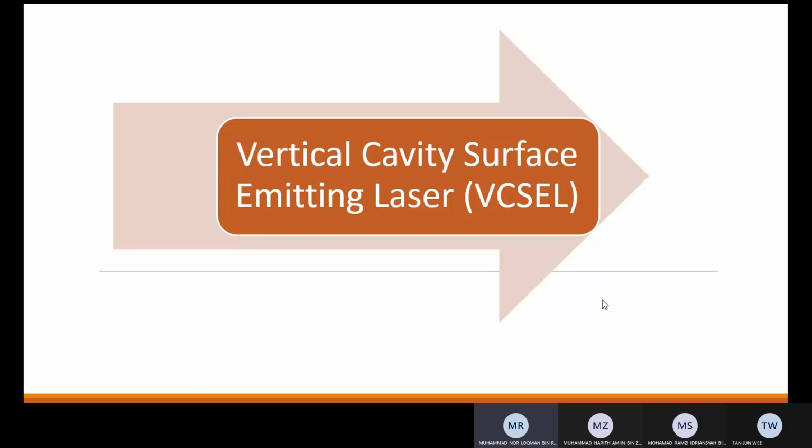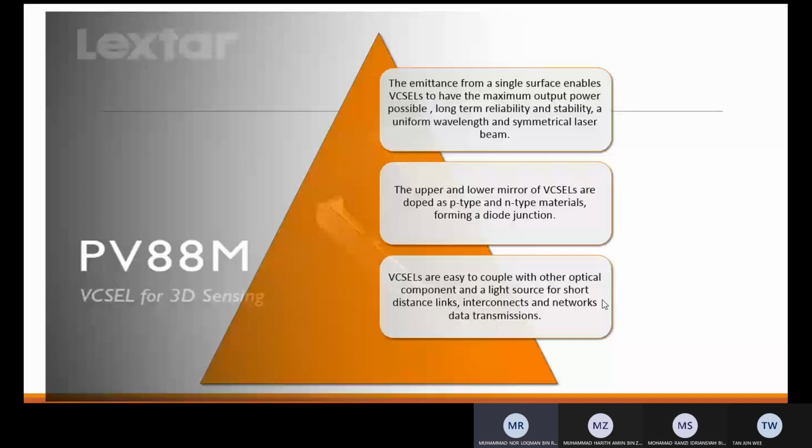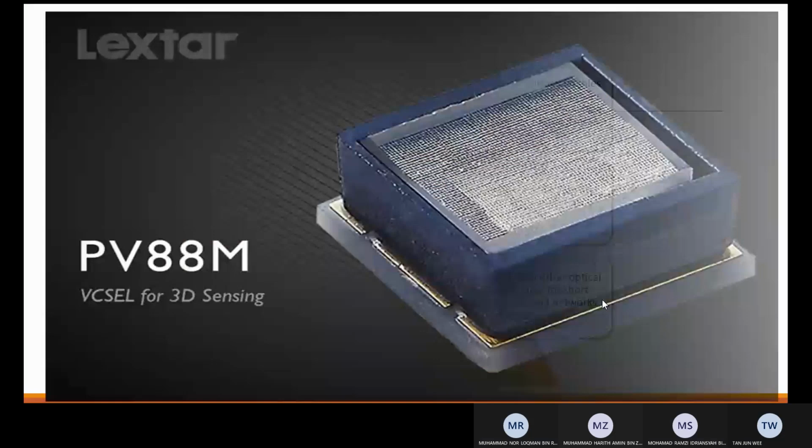So, starting with the abstract. The vertical cavity surface emitting laser is used to prevent the loss of transmission in optical fiber and is also used in various optical communication applications such as 3D sensing, LiDAR, automated driving and manufacturing, high-speed data communication, laser printers, optical mice, and smartphones. This picture is about the device.